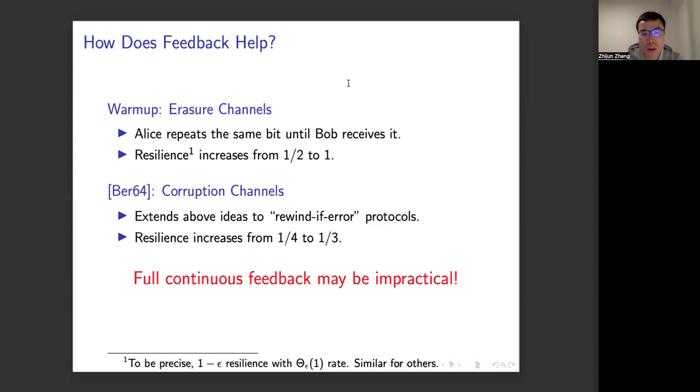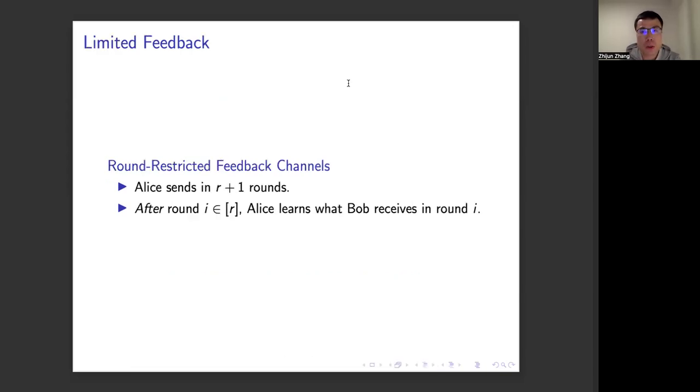However, for both of these protocols, there's a major drawback. That is, we assume full continuous feedback, which means the feedback is real time or instant, in the sense that Alice will know what is received by Bob immediately after she sent that bit. As you can imagine, such type of feedback can be very costly to implement or even impossible to implement in practice.